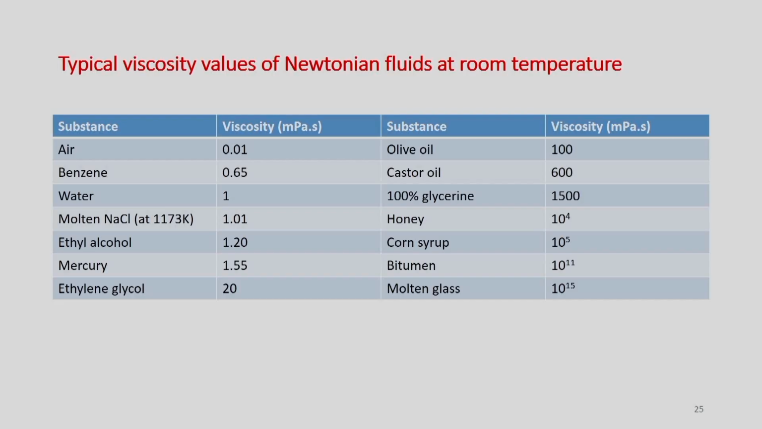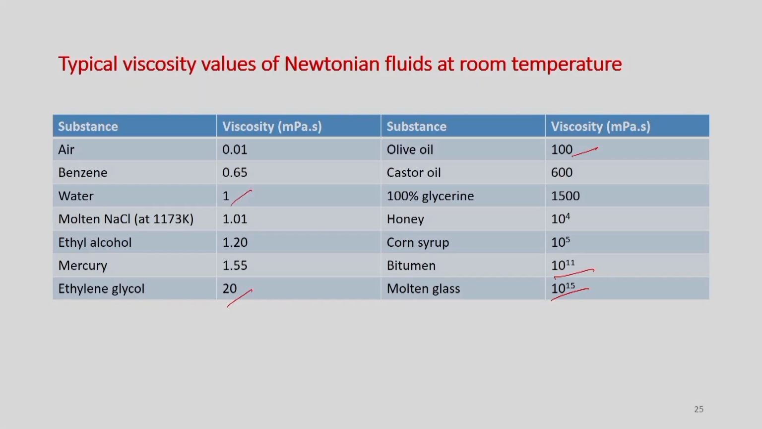Some examples are mentioned in this table: air, benzene, water, ethyl alcohol, glycol, olive oil, etc., with viscosities given in millipascal second units. The table is arranged in increasing order of viscosity. Air has the lowest viscosity, and then viscosity gradually increases. Water is 1 millipascal second, ethylene glycol 20 millipascal second, olive oil 100 millipascal second, and bitumen and molten glass are of the order of 10 power 11 and 10 power 15 millipascal second respectively.